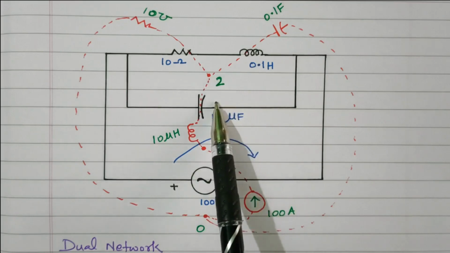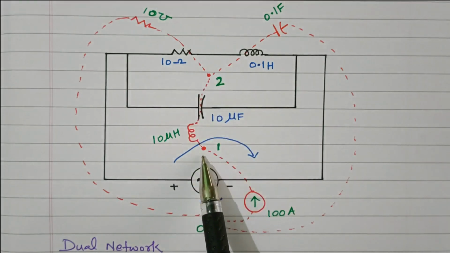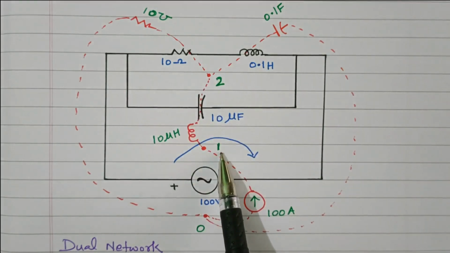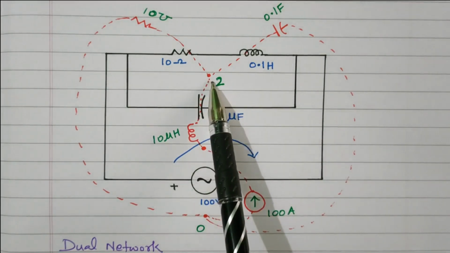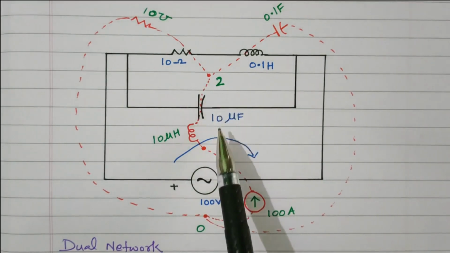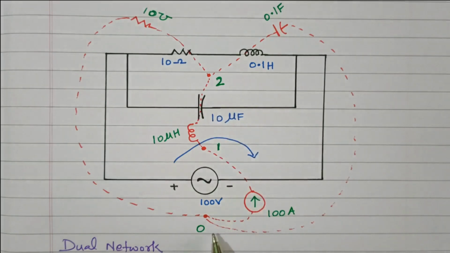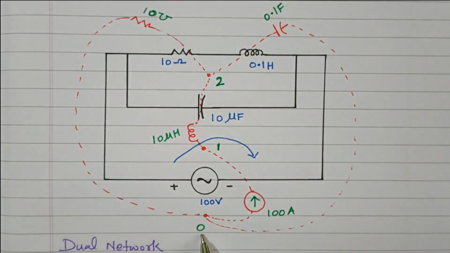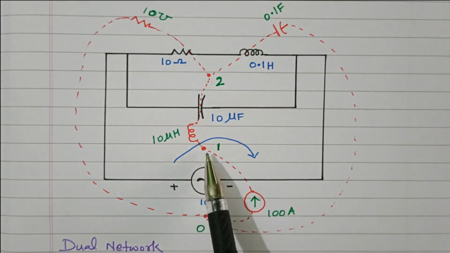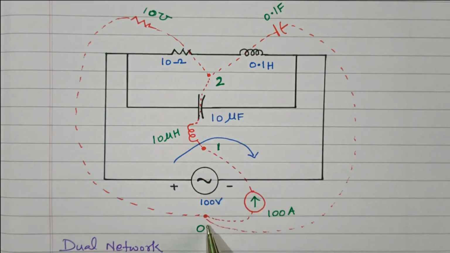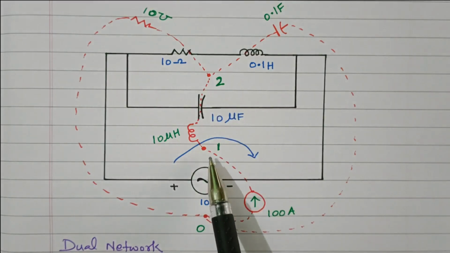Resistor, inductor and capacitor. So here one dot is placed, numbered as 1. Here one more dot is placed, numbered as 2. The loop 1, loop 2. Outside the network one more dot is placed, numbered as 0. This is the reference node. So the first step, you have to put a dot in every loop and one more dot outside. So we have 3 dots, 1, 2 and 0.